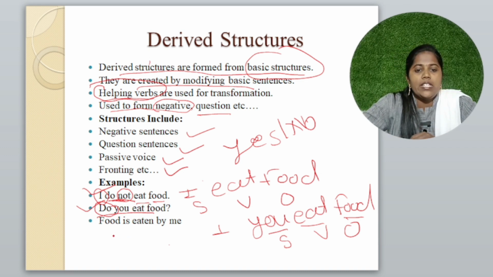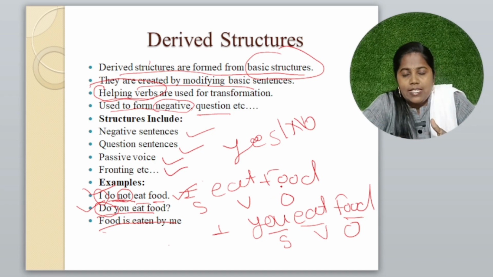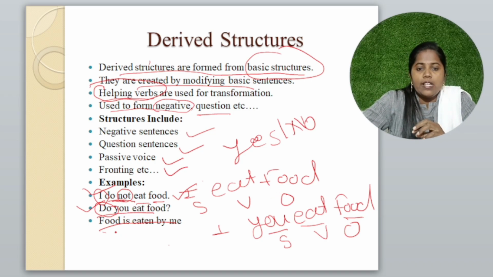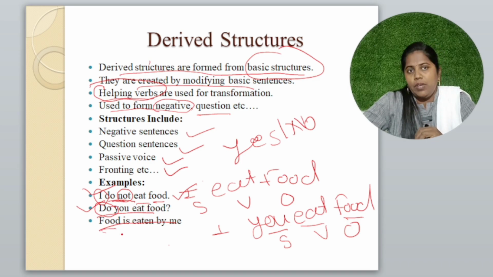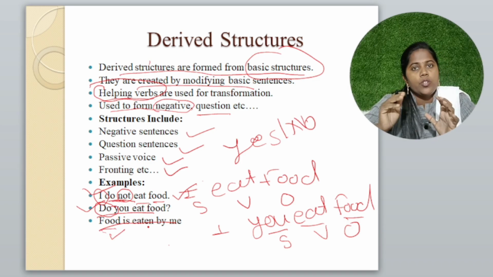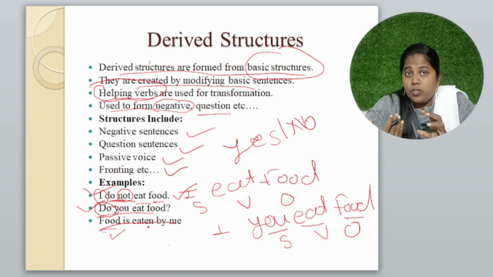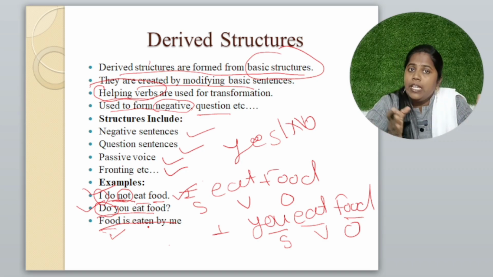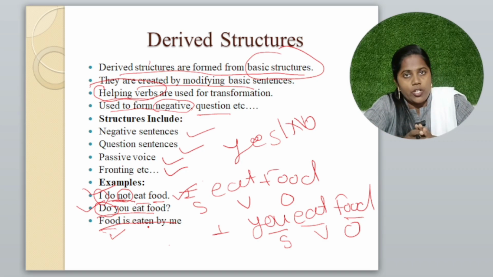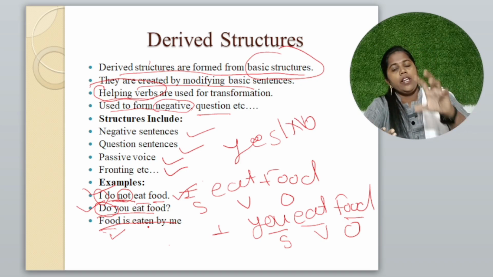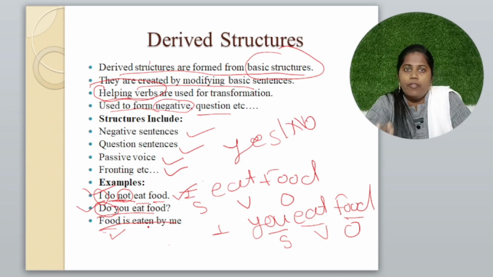And the last one is: food is eaten by me. The same sentence is here, I eat food. This is the basic structure and this is in active voice. If I change the focus, that food is eaten by me, it means I have focused on food. If I want to focus on food, then I will use that passive structure. What is passive structure, and how can we change the focus? We will see in the next lecture.